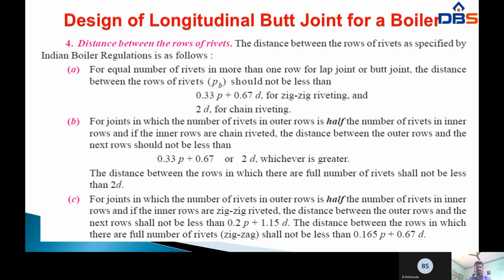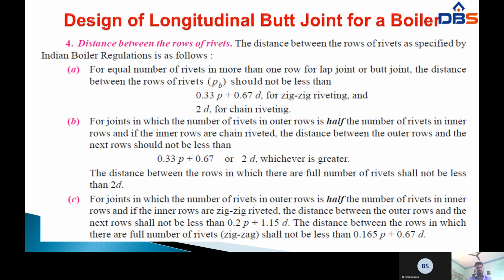between the rows of the rivets, PB, should not be less than 0.33p plus 0.67d for jig riveting and 2d for chain riveting.